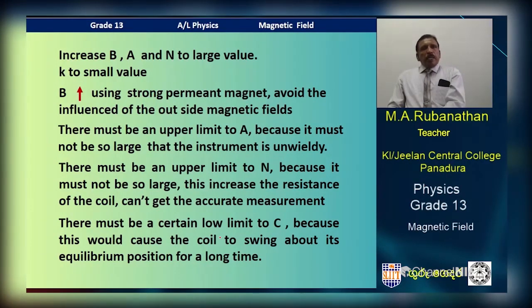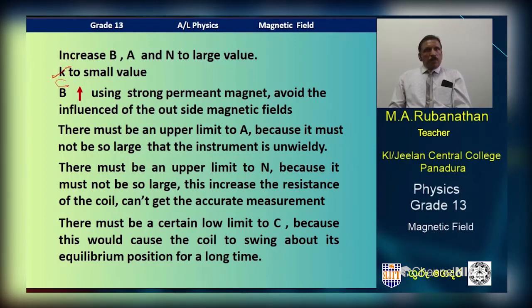So increase BAN to a large value and K to a small value. Here, change this to C, because the torsional constant is C, no? C to a small value. So increase B, A and N to large values. Then we have to increase B to a higher value. For that purpose, we can use a strong permanent magnet.